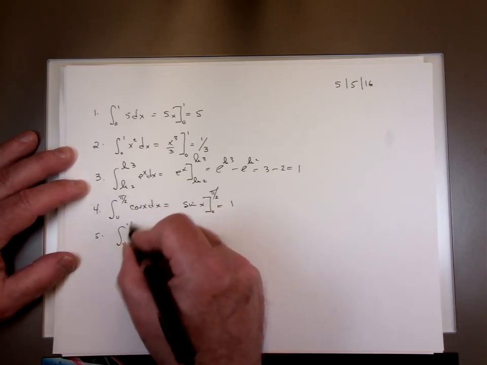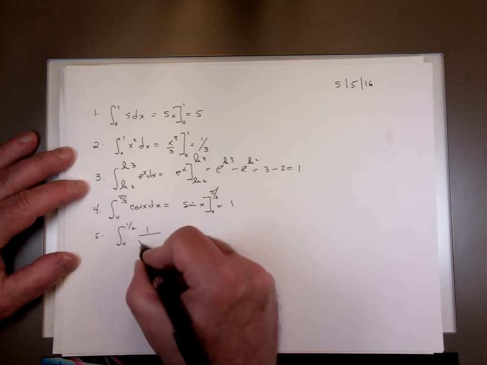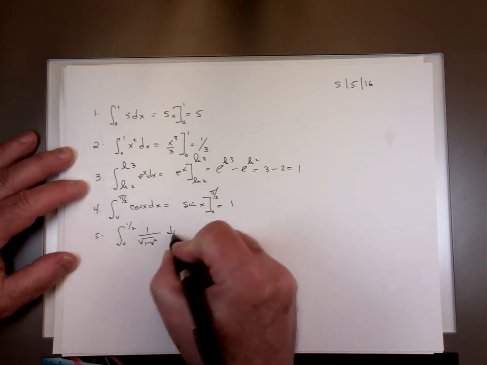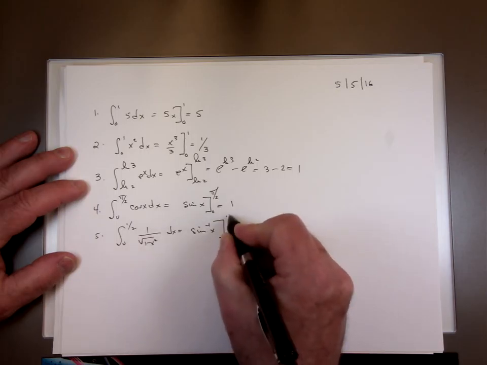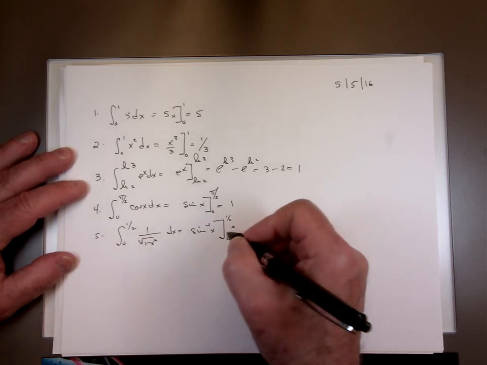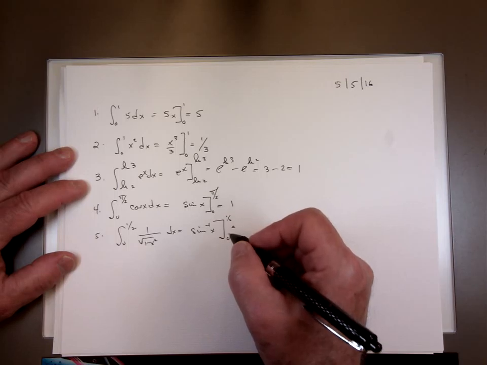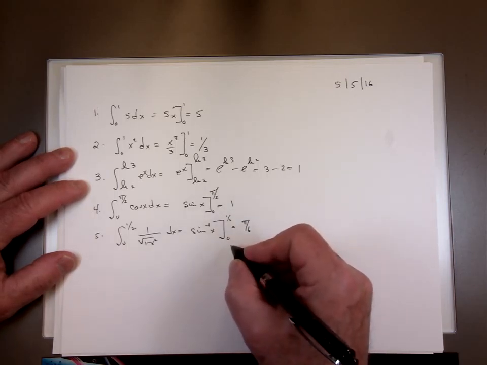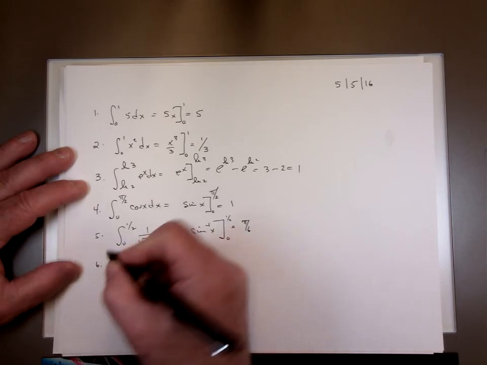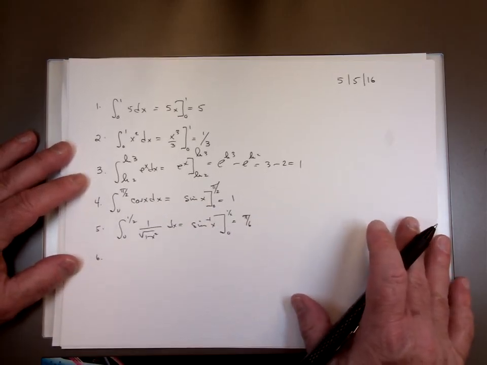0 to 1/2, 1 over the square root of 1 minus x squared. That's an inverse sine, arc sine. The arc sine of 1/2, that's the angle whose sine is 1/2. That's pi over 6. The angle whose sine is 0 is 0.